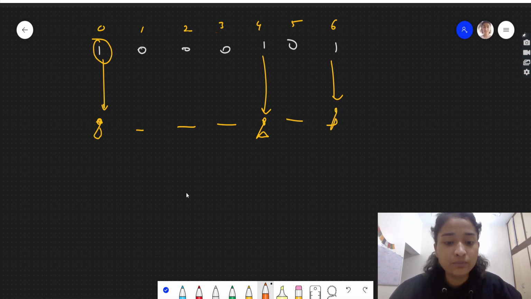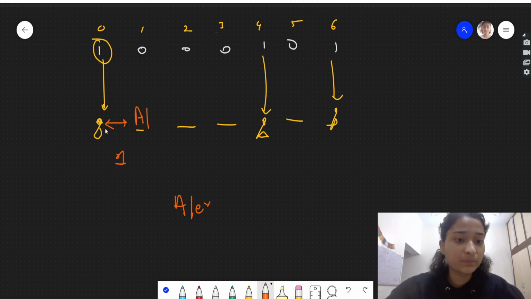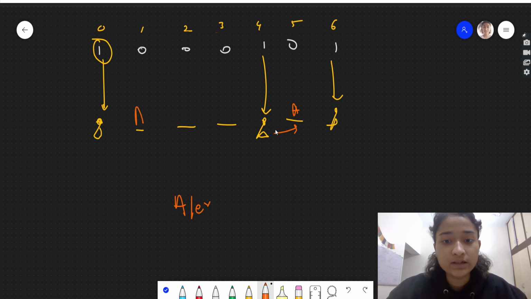So Alex has to sit at a seat such that the distance between Alex and the person should be maximum. So see, if Alex sits here, then the distance between Alex and this person is like one only, they are sitting together. So this is not the maximum distance. If suppose Alex is sitting here, then also the distance between Alex and the person is 1, right? If Alex sits here, then also the distance between the person and Alex is 1.